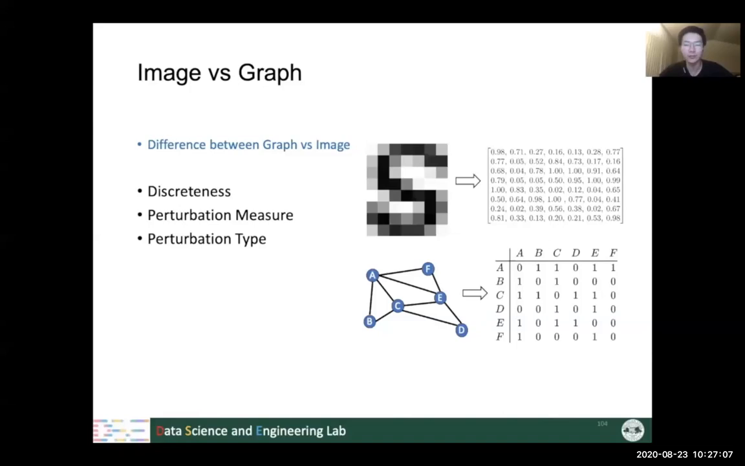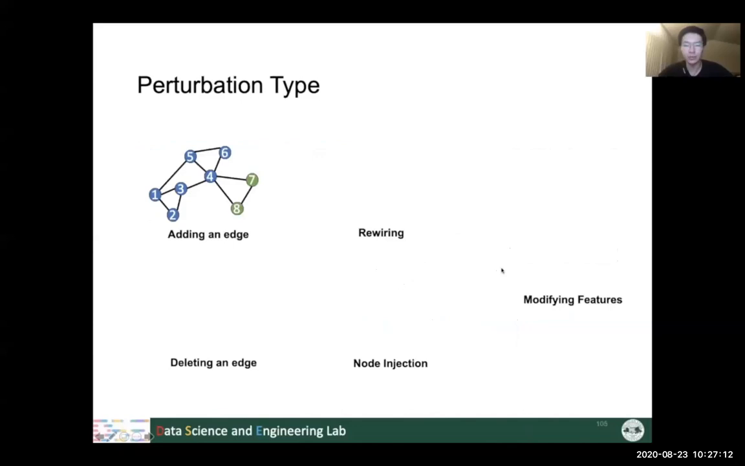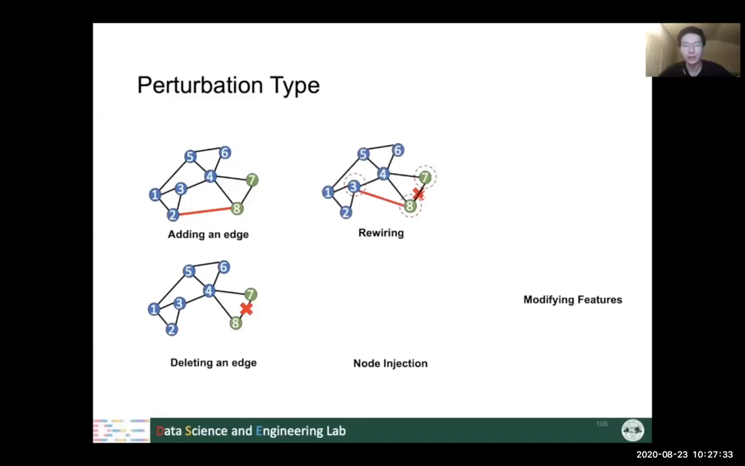The first one would be adding an edge in the graph. So we can easily add an edge between two nodes, and also we can delete an edge between two nodes. The third one is rewiring, where we can first delete an edge between two nodes, and then connect one of the nodes with a third one. This is called rewiring.